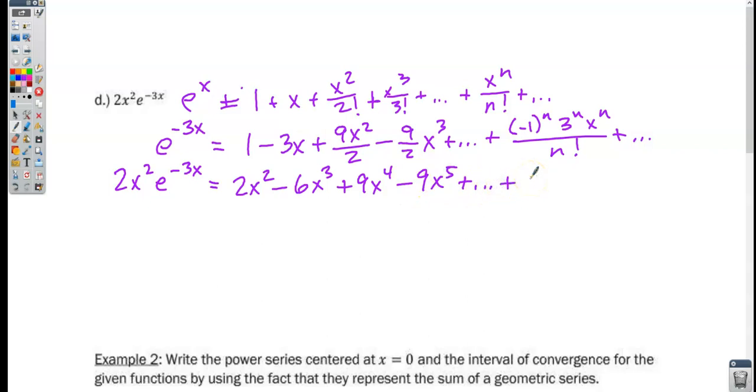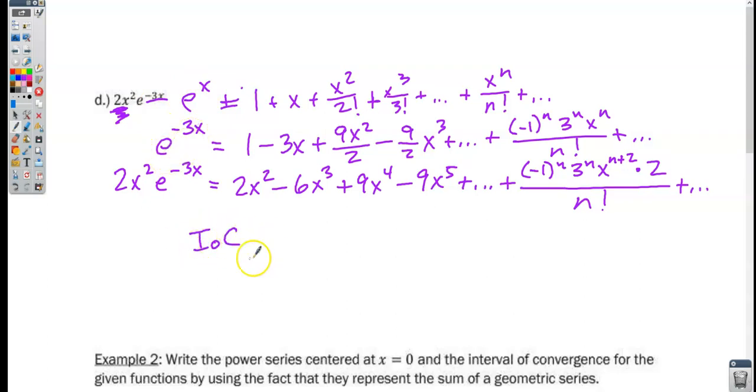And my general term is going to be negative 1 to the n times 3 to the n times x to the n plus 2, all times 2, all over n factorial. And there's my series representing 2x squared e to the negative 3x. The interval of convergence, again, multiplying out here doesn't change the interval of convergence. The only thing that does change the interval of convergence is this substitution. But the interval of convergence for e to the x is all real numbers, and so the interval of convergence for e to the negative 3x is also going to be all real numbers.